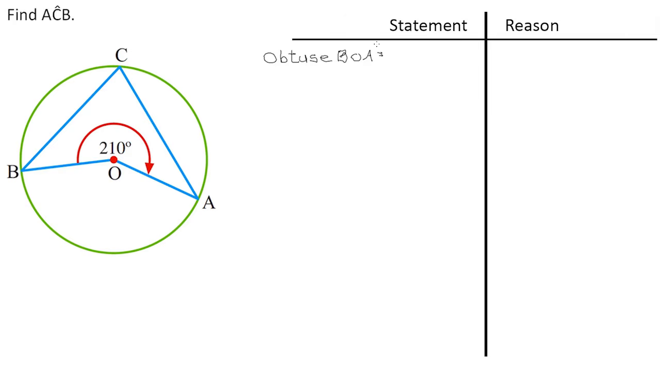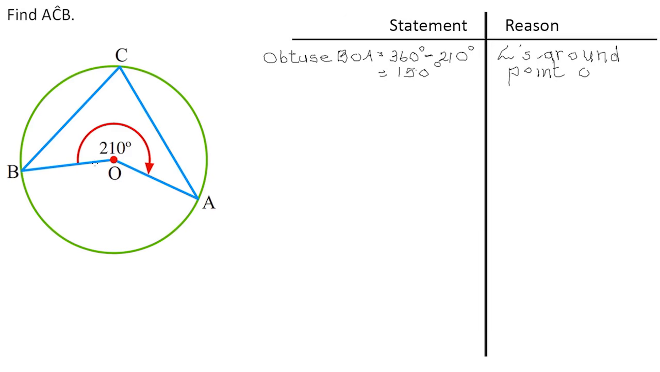And that will be equal to 360 degrees minus 210 degrees, and the obtuse angle there will be equal to 150 degrees. What was the reason? Angles around point O.